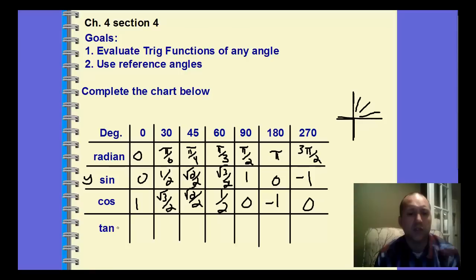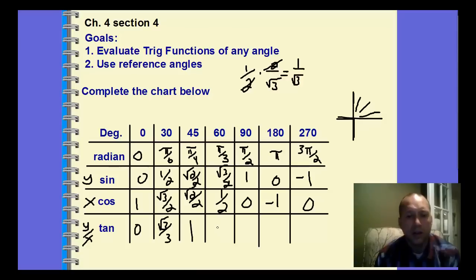The tangent is always found, actually the cosine here is x. The tangent is always found by doing the y over x, sine over cosine. So you can kind of see we're just dividing these. So 0 over 1 is 0. 1/2 divided by root 3 over 2. When you do that math, it's like multiplying by 2 over root 3. These reduce out, so you get 1 over root 3. And if you rationalize that, you get root 3 over 3.